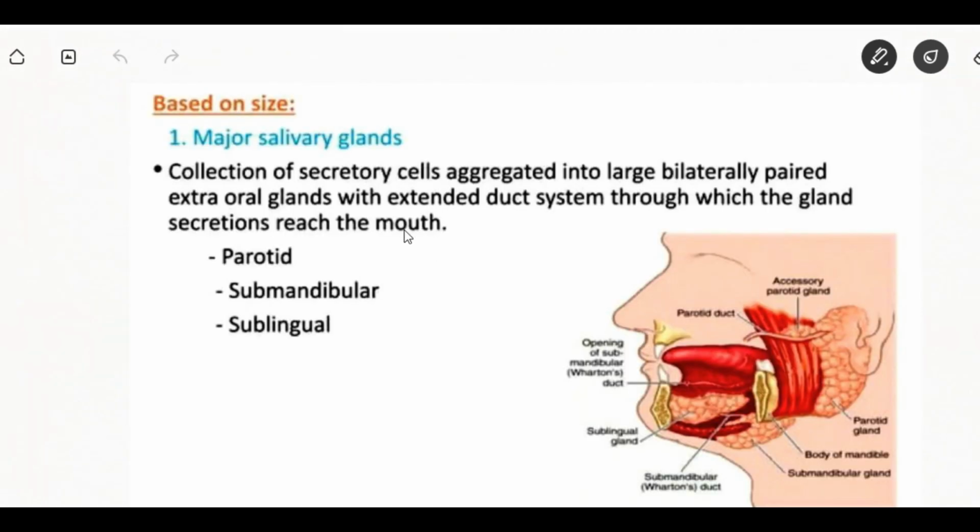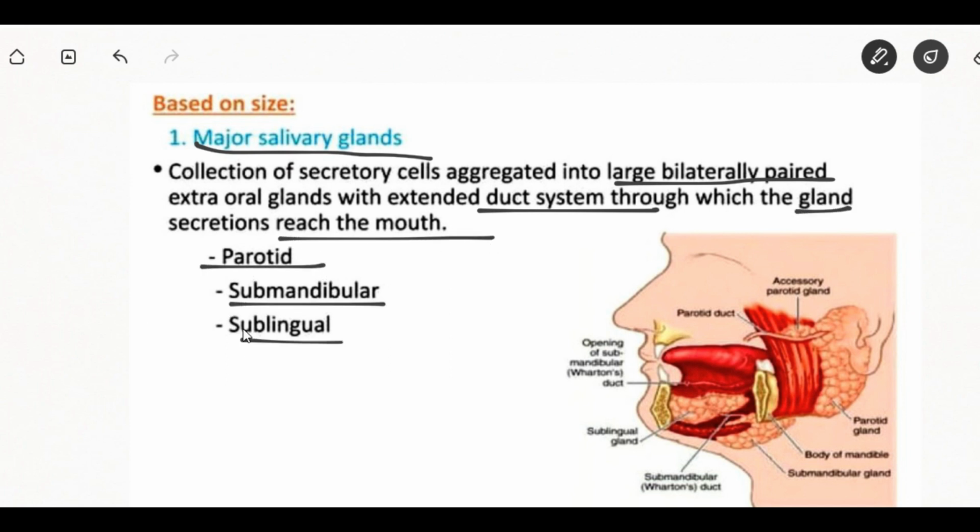The first are the major salivary glands. The major salivary glands are situated outside the oral cavity. They are three bilateral paired glands, named the parotid gland, submandibular gland and sublingual gland. They have a long ductal system.